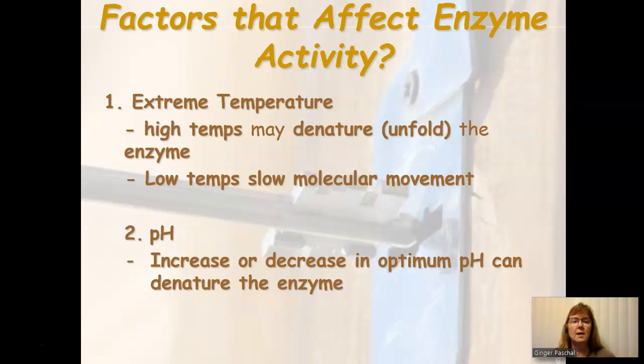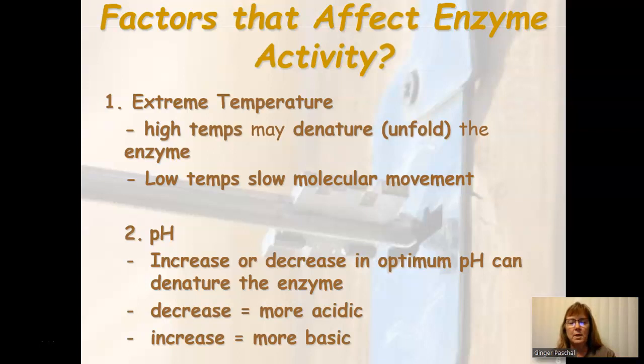If we were to take those enzymes and put them in a location in your body that had a higher pH or a more neutral pH, those enzymes would not be as effective because they would be denatured. So if we decrease the pH, that means that the environment is becoming more acidic, whereas if we increase the pH, the environment is becoming more basic.